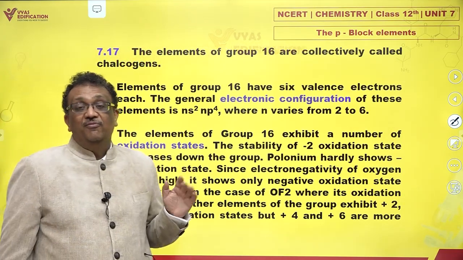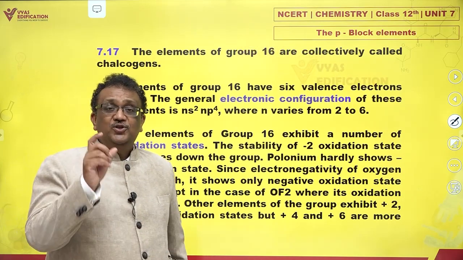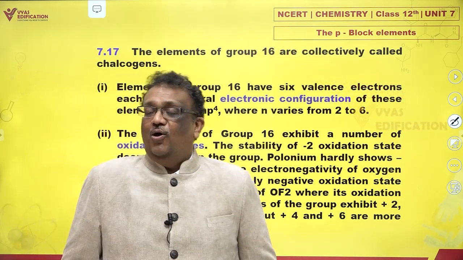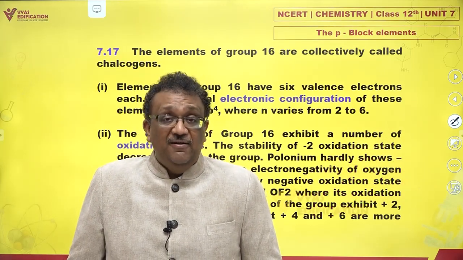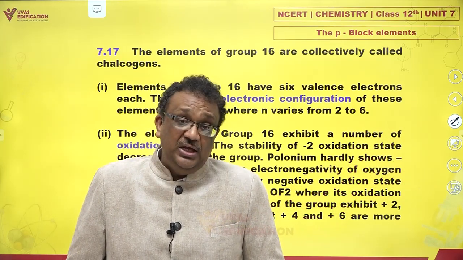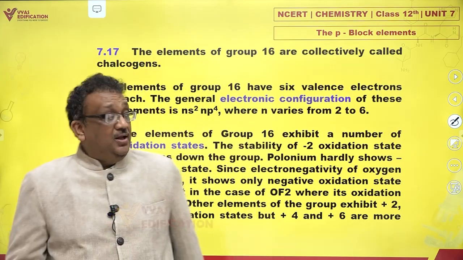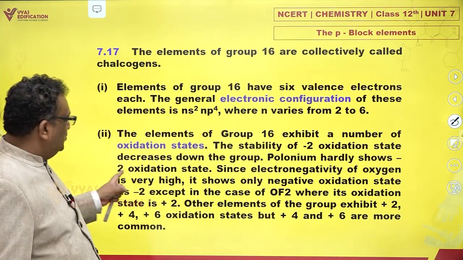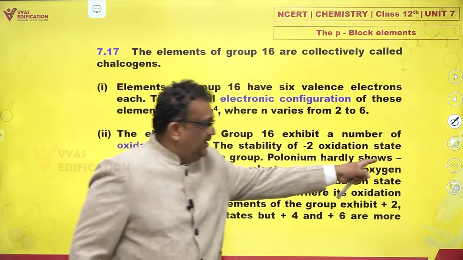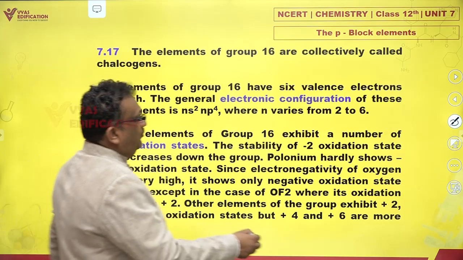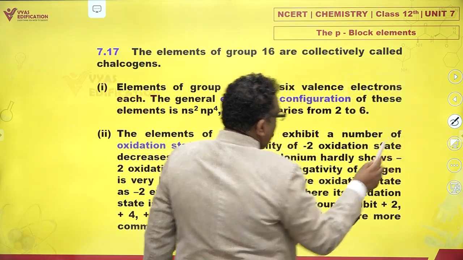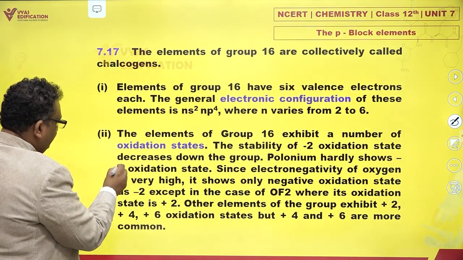They have a number of different oxidation states, -2 being the lowest. Oxygen loves to stay in -2. Sulfur, selenium and tellurium can visit -2. They can remain in -2. Polonium is a metal and hardly shows -2. Don't get confused. For all practical purposes, polonium would not exhibit a -2 state at all.